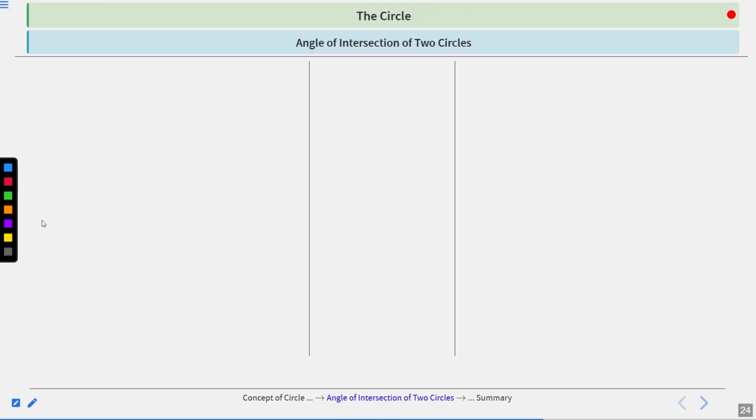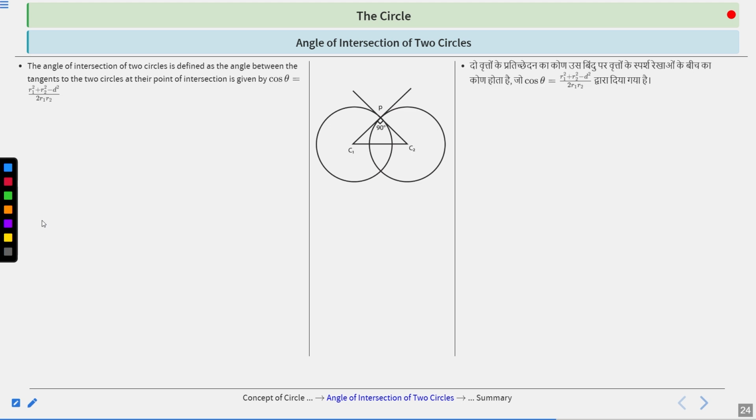Now let us see the angle of intersection of two circles. We are given two circles. The angle of intersection of the two circles is defined as the angle between the tangents to the two circles at their point of intersection, and is given by cos theta is equal to r1 square plus r2 square minus d square upon 2 r1 r2, where d is the distance between the centers of the circles, that is C1 C2.